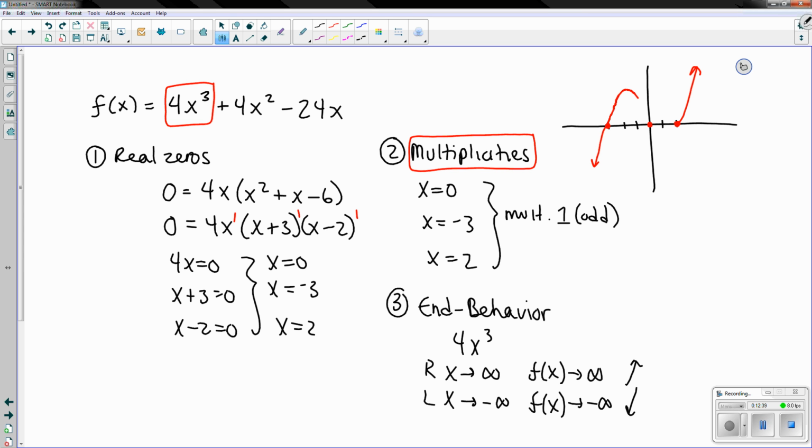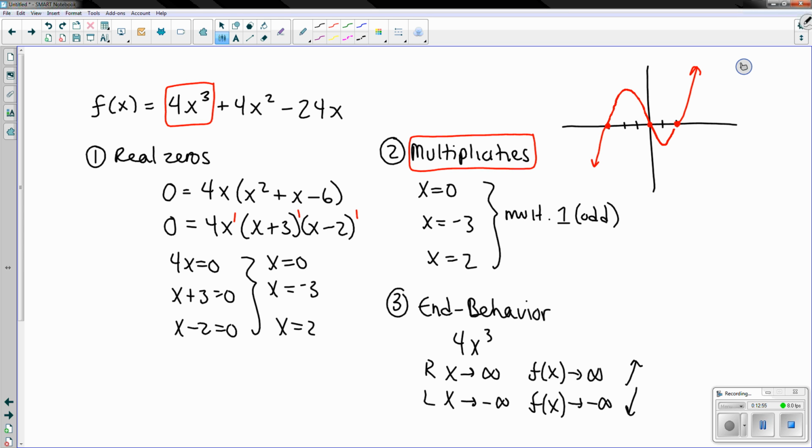But again, this is just a rough sketch, so just go to a maximum, turn around, and then head to the next zero. At this next zero, it also had odd multiplicity, so I expect to cross over. Again, we don't know how low it goes or where it reaches its local minimum, so just turn around somewhere and head to the final zero.